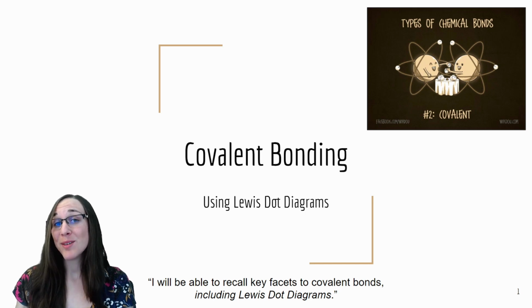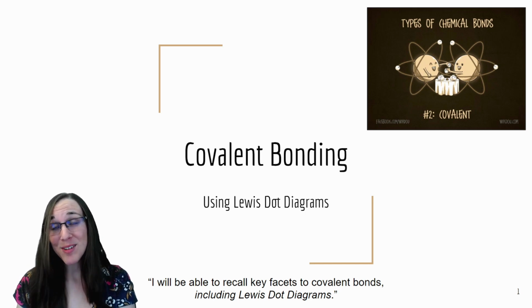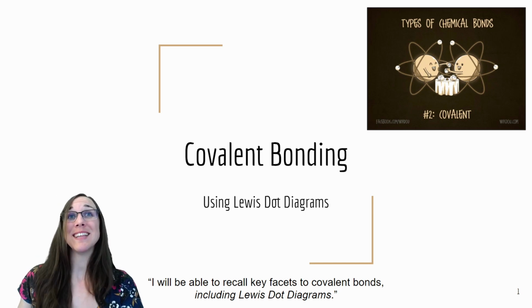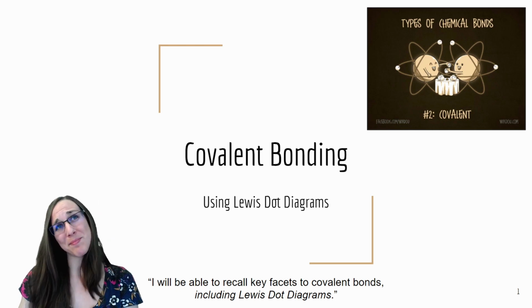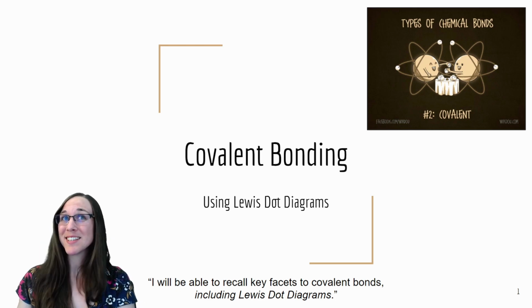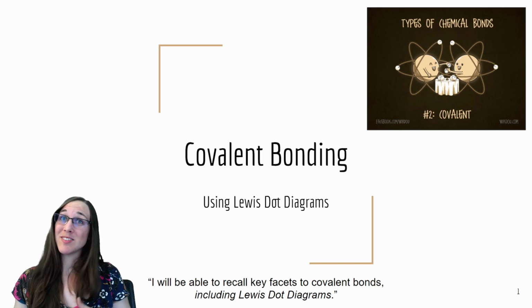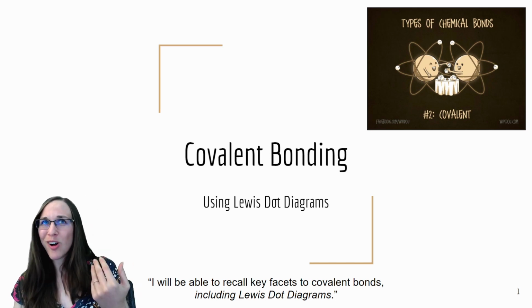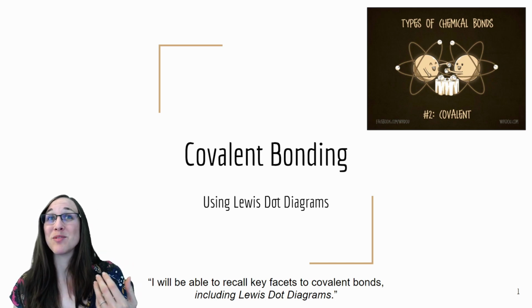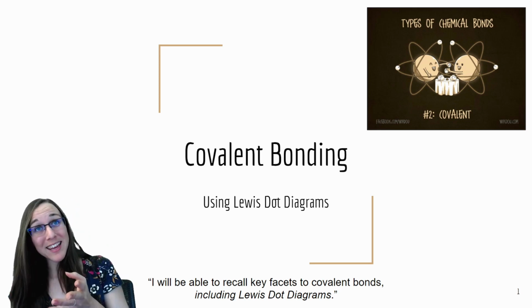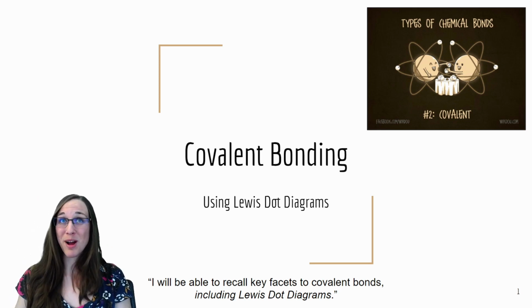So you've learned how to make Lewis dot diagrams. Now it's time to understand why we did that in the first place. What are covalent bonds? And let's connect them back to the Lewis dot diagrams. By the end of this video, you should be able to recall all the Lewis dot diagram information from before and now apply it to the facets you learn about covalent bonding.